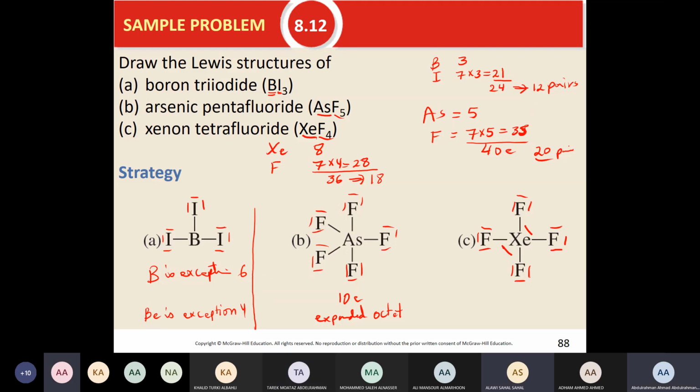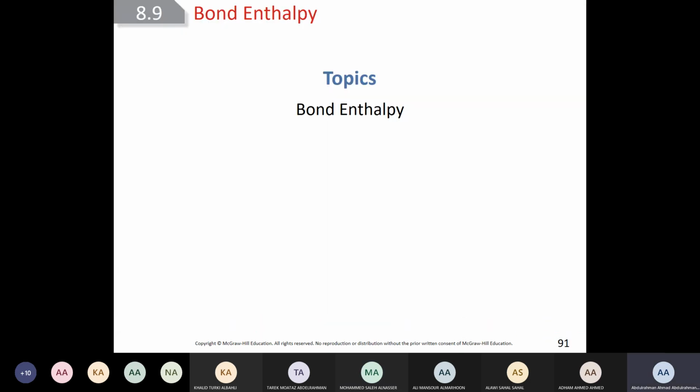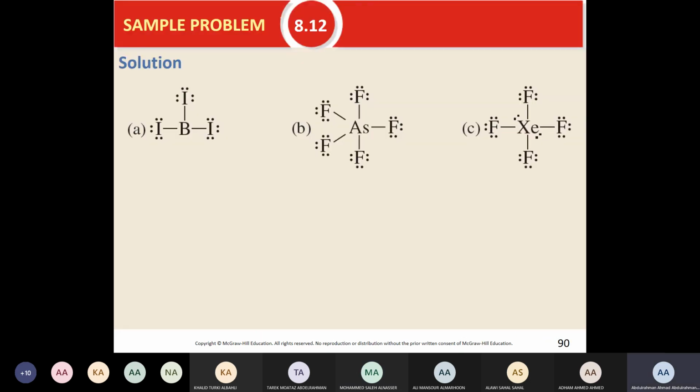12. Oh, very good. 12. Is this acceptable? Yes. It's acceptable, but it is an exception to the octet rule. It is called what? Expanded octet. Good. Done with this, and that's exactly the shape. You should know how to do these things.